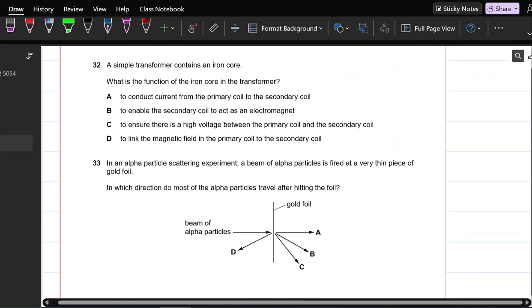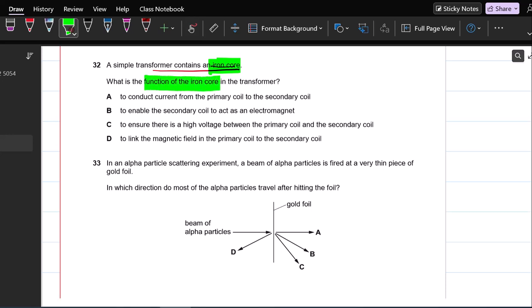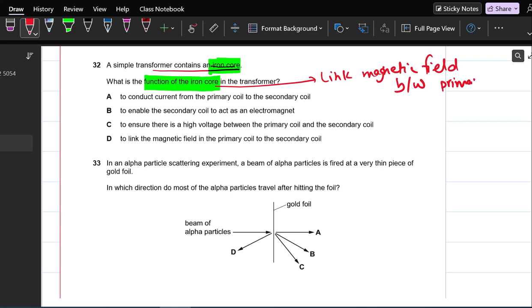Question 32. A simple transformer contains an iron core. What is the function of the iron core in the transformer? Function of iron core is to link magnetic field between primary coil and the secondary coil.